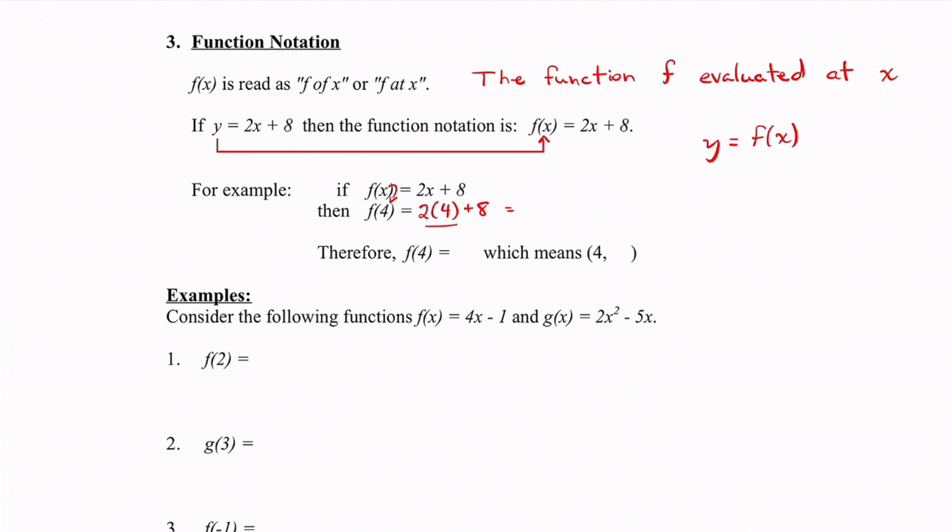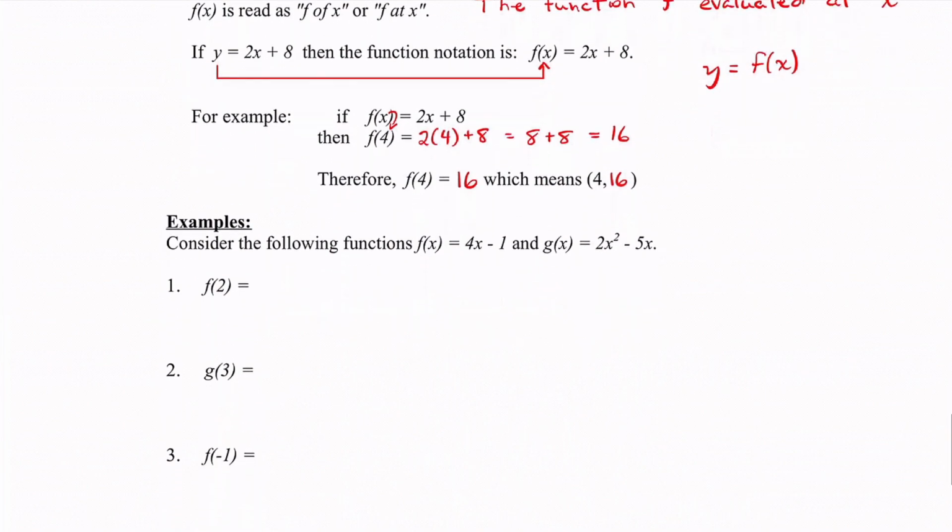So 2 times 4 is 8, and then plus 8, we get 16. Therefore, we can say f evaluated at 4 is equal to 16, which gives us the point (4, 16). We plugged in 4, and it gave us out 16. Now we're going to move on to some different examples.